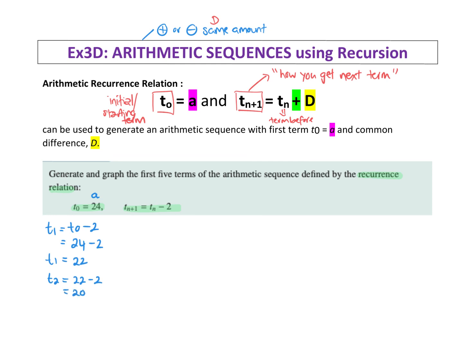So it wants the first 5 terms, so we keep going. T3 would be 20 minus 2, which is 18. And T4 would be 18 minus 2, which is 16. So the first 5 terms would be 24, 22, 20, 18, and 16. Okay? So it says the first 5 terms. If it had said T5, I'd have to do another one. But the first 5 terms, because 0 is counting as the first term, so the first one in the sequence.